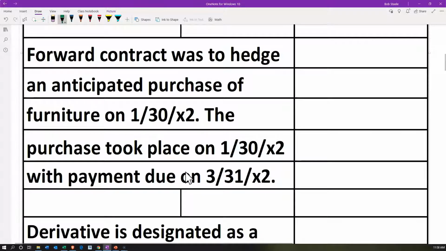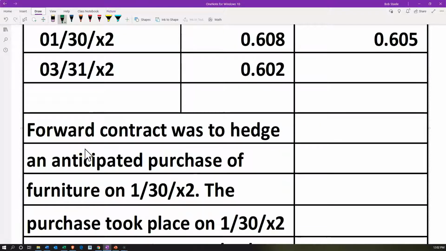So let me recap the scenario that we have here. We're the U.S. company. We're going to be purchasing furniture from an Australian company. So we took out a forward contract on 12/1, and the forward contract was to hedge an anticipated purchase of furniture. So on 12/1, we anticipated we were going to be purchasing the furniture. We took out the hedge at that point in time.